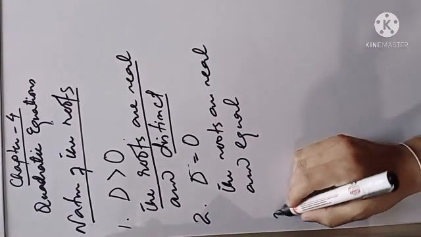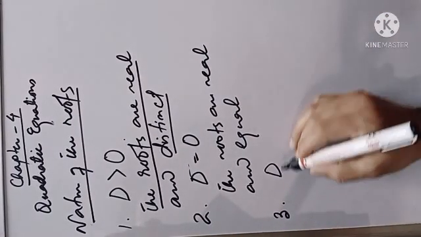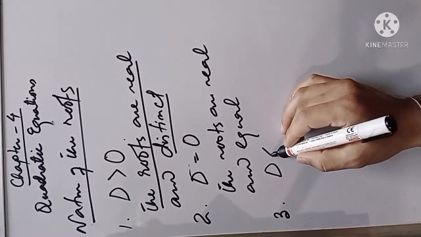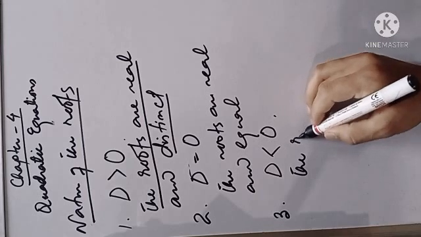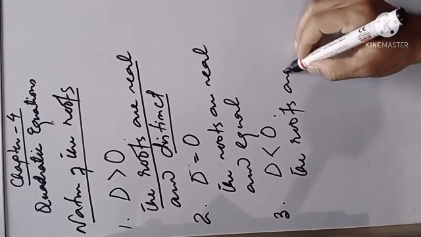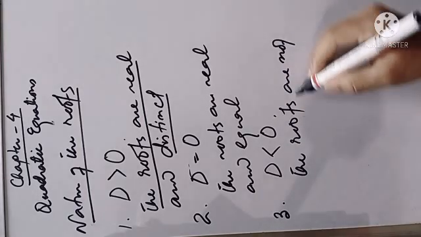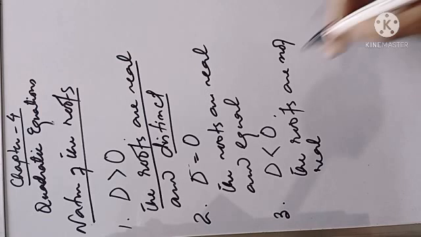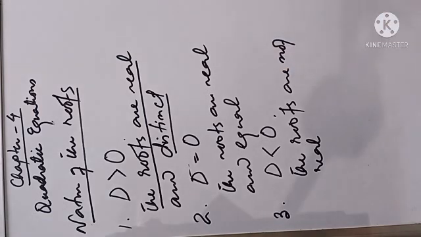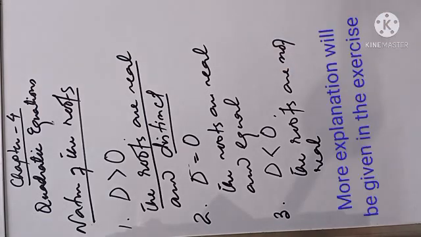Next, number 3. If the value of d is less than 0, what happened? The roots are not real. If the value of d is less than 0, that means it will be a negative number. If the value of d is a negative number, then what happened? The roots are not real numbers. They are actually what? Imaginary numbers.